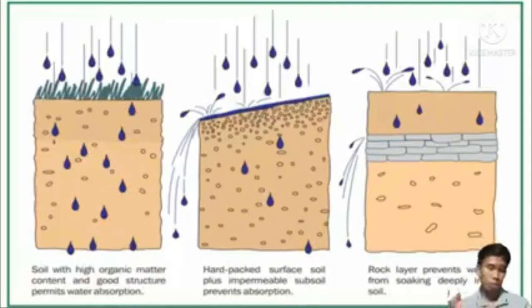Why is the texture very important? The texture of a soil is very important because it determines soil characteristics that affect the plant, and it may also affect plant growth. A few of these characteristics are water holding capacity, and these are now the three pictures. So we have the water holding capacity, permeability, and soil workability.